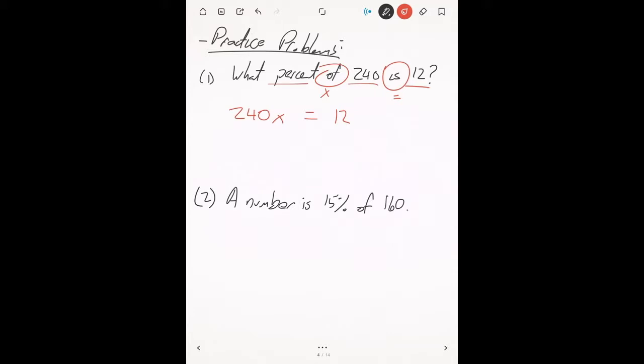Now what I want to do is solve for x. So I divide both sides by 240. And we get x equals 0.05. That is the decimal version of the percentage. That's the value I can work with. If you wanted to see it as a percentage, like an actual thing with a percent sign, we move the decimal over 2 places, and we get 5%, okay? So if I had 240 items, and I took 12 items away from that, I've taken away 5%, a relatively small value. All right, let's try number 2.